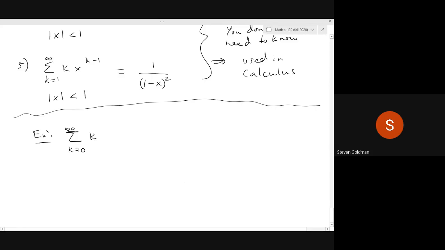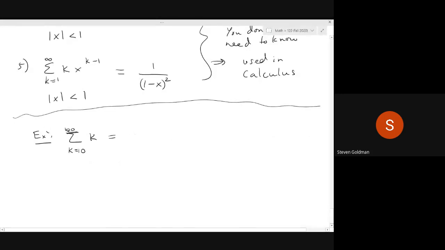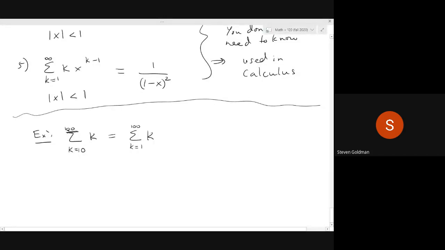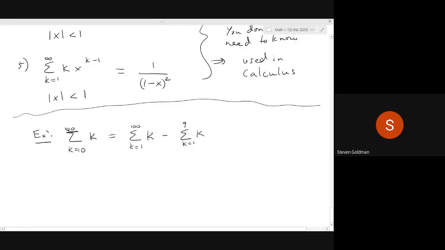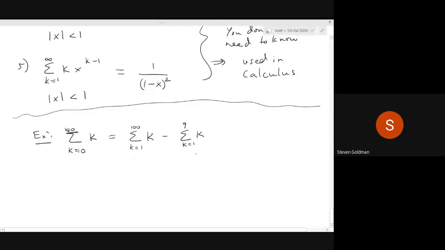So something else that we can do is as follows. This thing will be equal to the sum from k equals 1 to 100 of k. But if I do that, that's too much. I've added the numbers 1 through 9, and I don't want that. I want to start at 10. So I can subtract off those numbers now. I can subtract the sum from k equals 1 to 9 of k. So now I've rewritten this as a difference, where this one has too much.